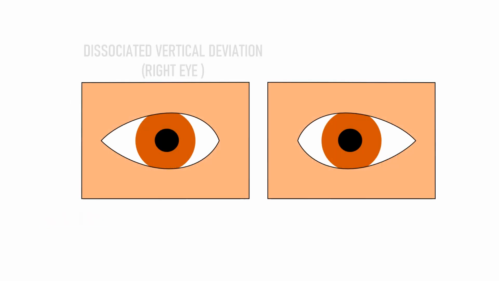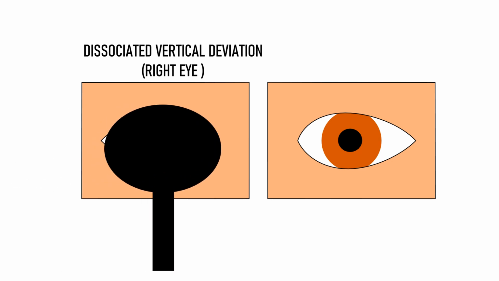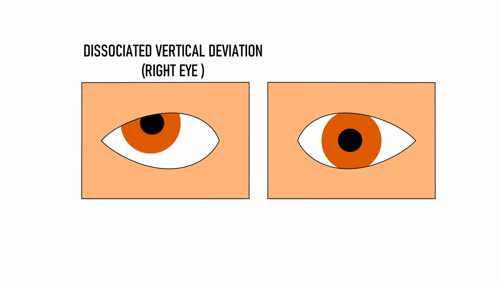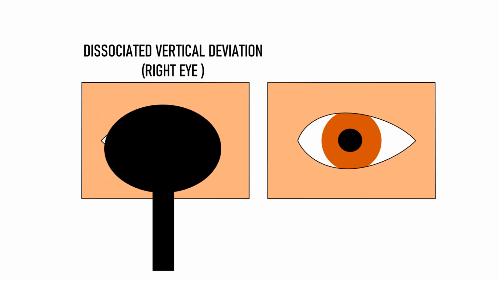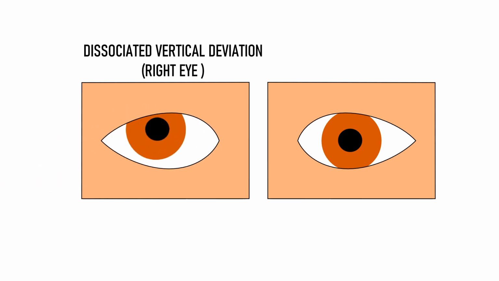For example, suppose this patient has a right-sided dissociated vertical deviation. I have covered this eye with my occluder, and now when I remove this occluder, I see this eye coming from up to down. Let's see this again. I cover the eye. When I remove the cover, I see it coming down.